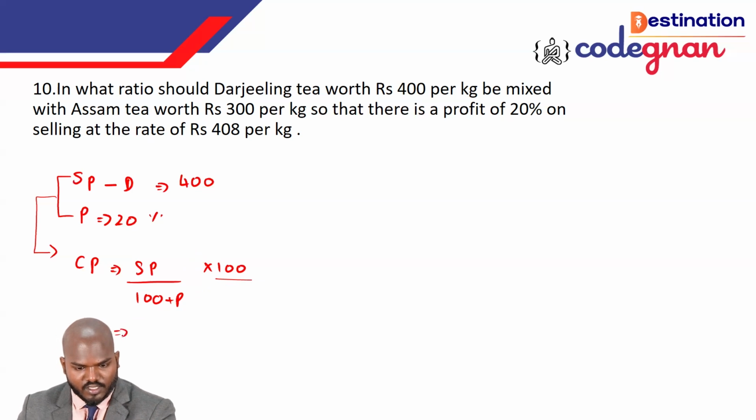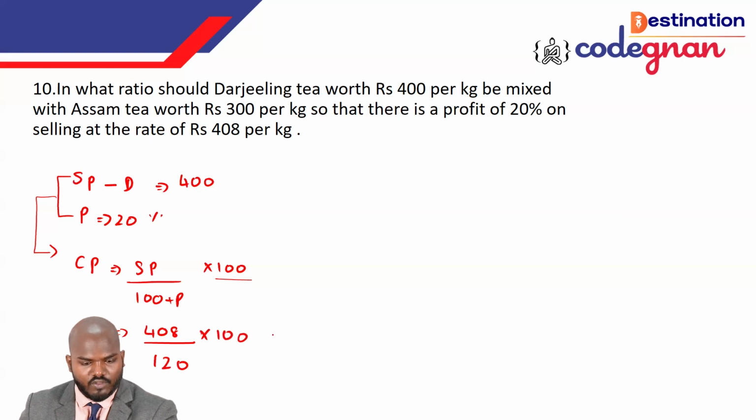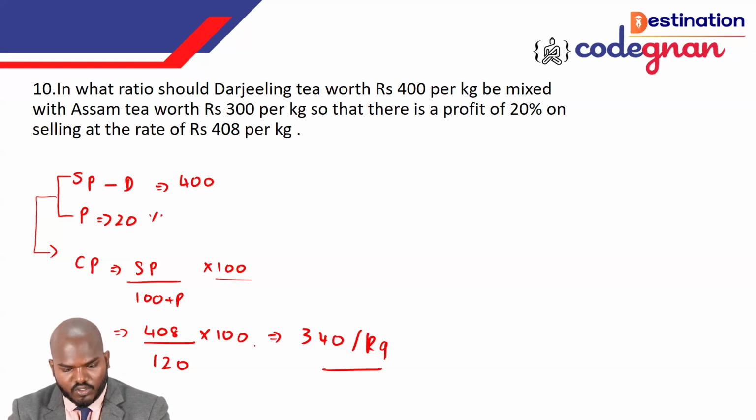Okay, if you are checking here, that is 408, and with respect to the 102 rupees, I mean 20%, they are making a profit here, that we can directly write as 120 times of 100. If you work it out, that will give you the value 340 per kg. So this is the cost price we can say here. Now we just want to apply it here.